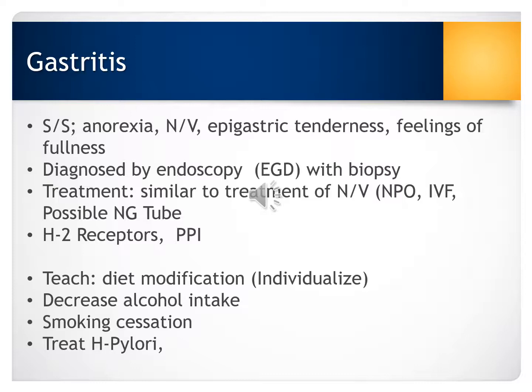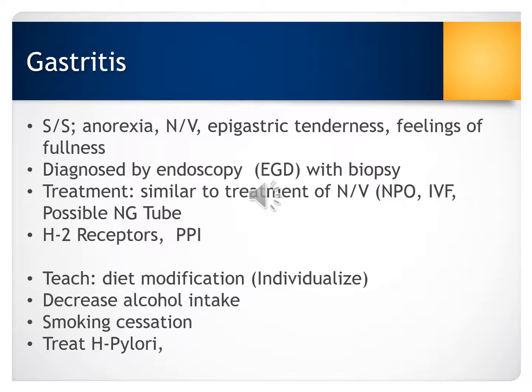Treatment for acute gastritis is very similar to nausea and vomiting. Depending on the severity, the patient may just be NPO and receive some IV fluids. The patient may have an NG tube inserted in order to keep the stomach empty. Typically, clear liquids are resumed when symptoms subside.